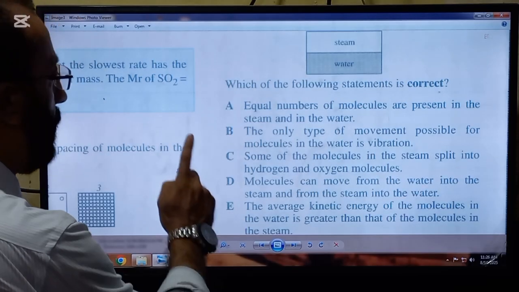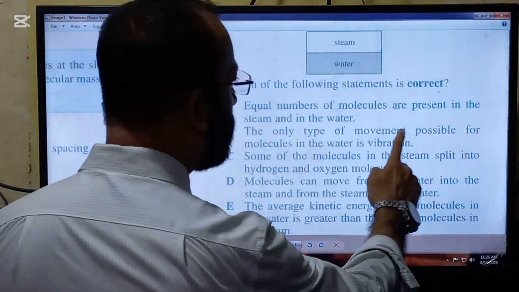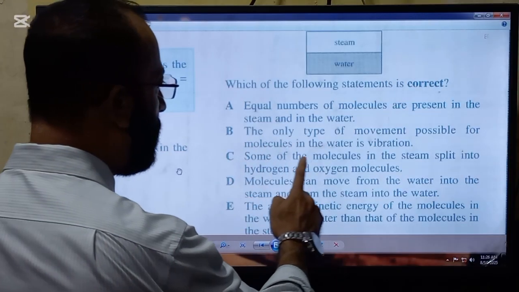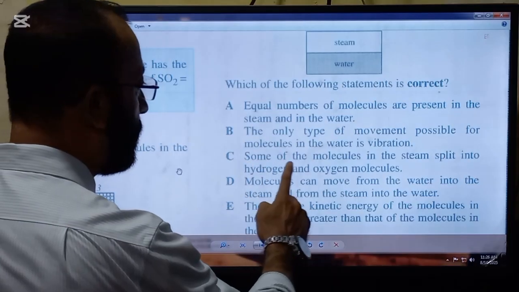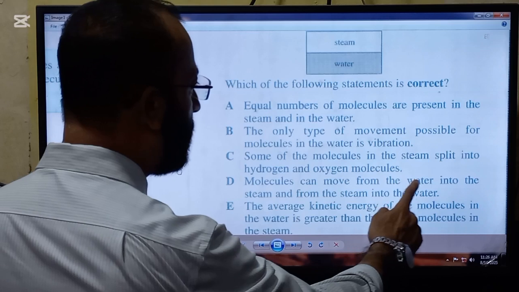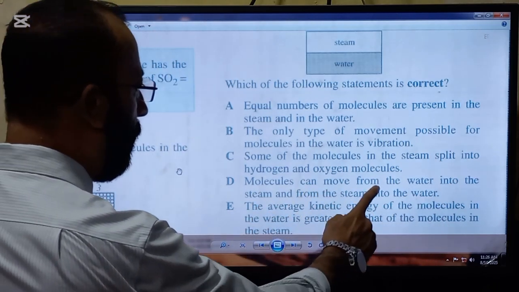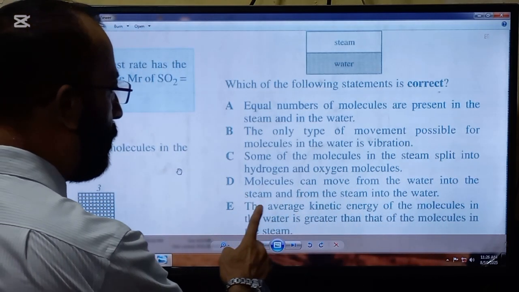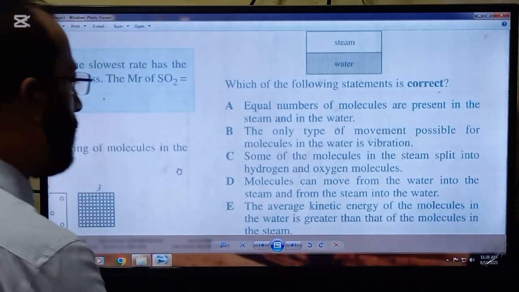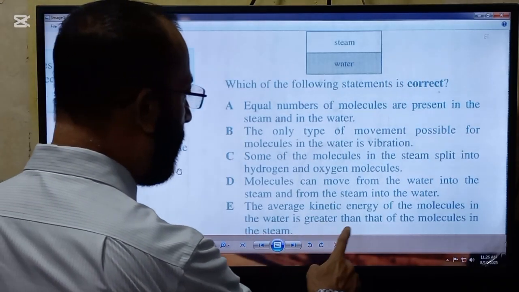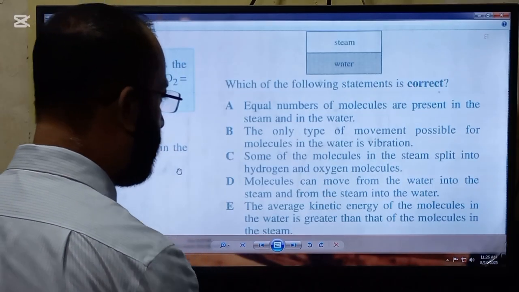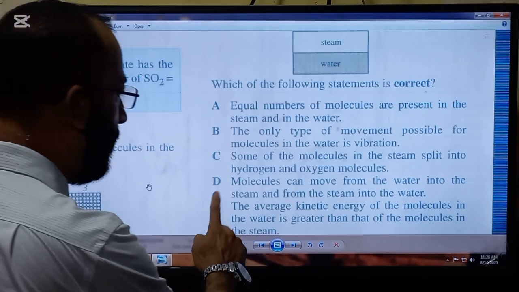And the options are, A part, equal number of the molecules are present in the steam and in the water. B part, the only type of movement possible for the molecules in the water is vibration. C part, some of the molecules in the steam split into hydrogen and oxygen molecules. D, molecules can move from the water into the steam and from the steam into the water. And E part, the average kinetic energy of the molecules in the water is greater than that of the molecules in the steam. Answer must be D part.